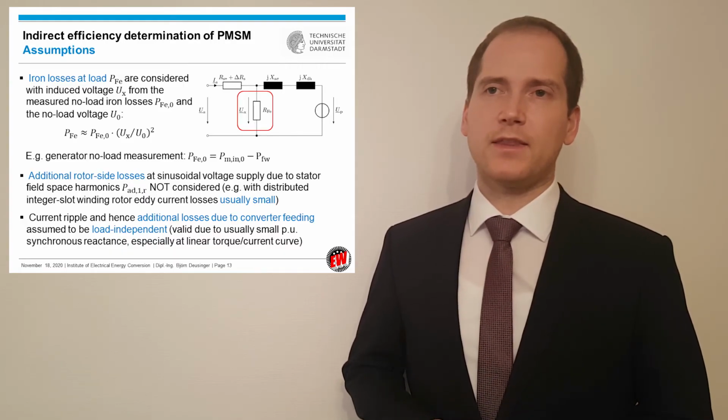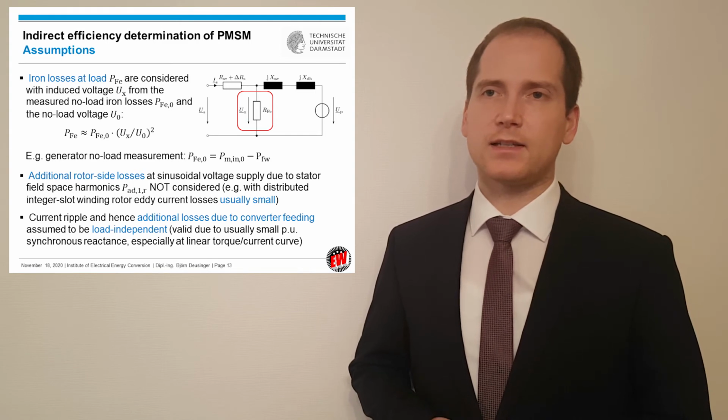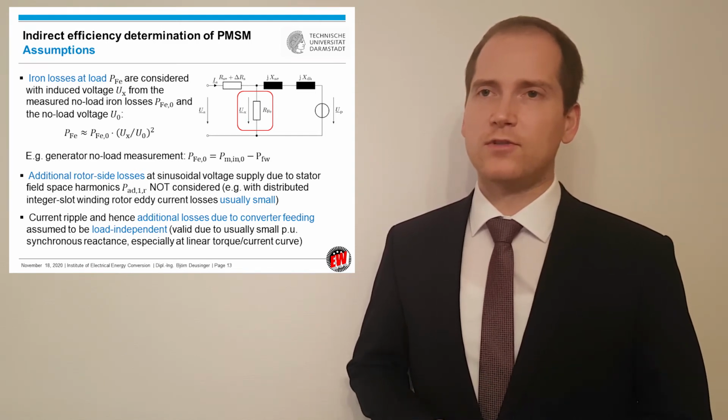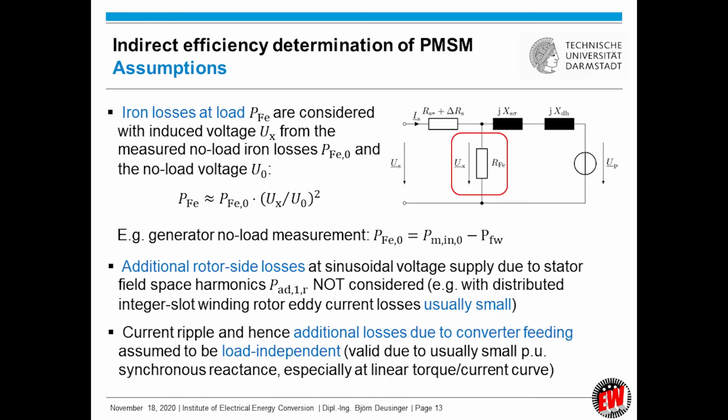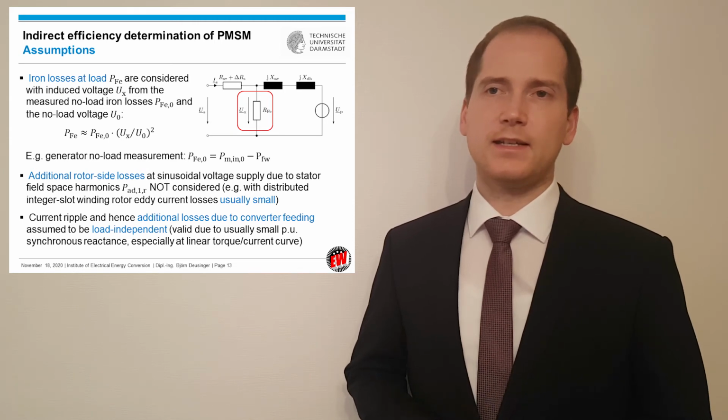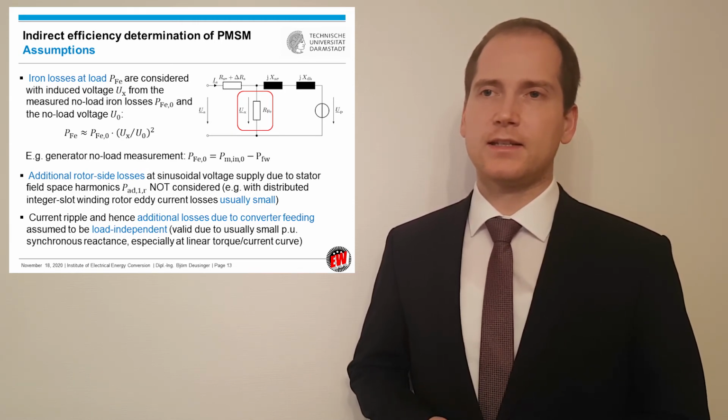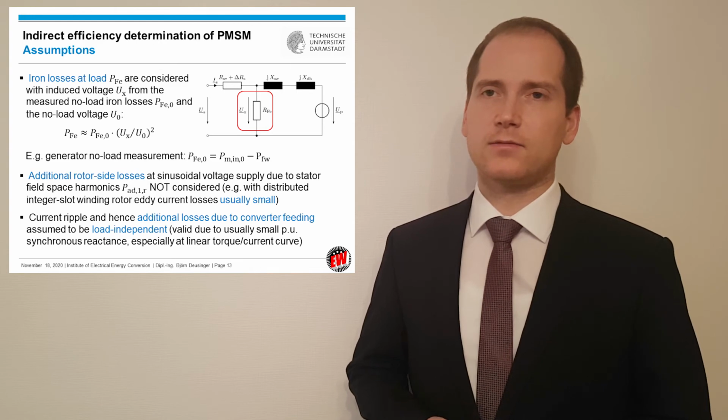Secondly, we assume that the additional rotor side losses are small, which holds true for machines with integer slot distributed winding. And at last, the additional losses due to converter feeding are assumed to be nearly load independent. This is valid especially for machines that have a linear torque current curve. Then these losses can easily be added to the total losses as a dependence of the modulation degree of the converter. That means dependence of the stator voltage.